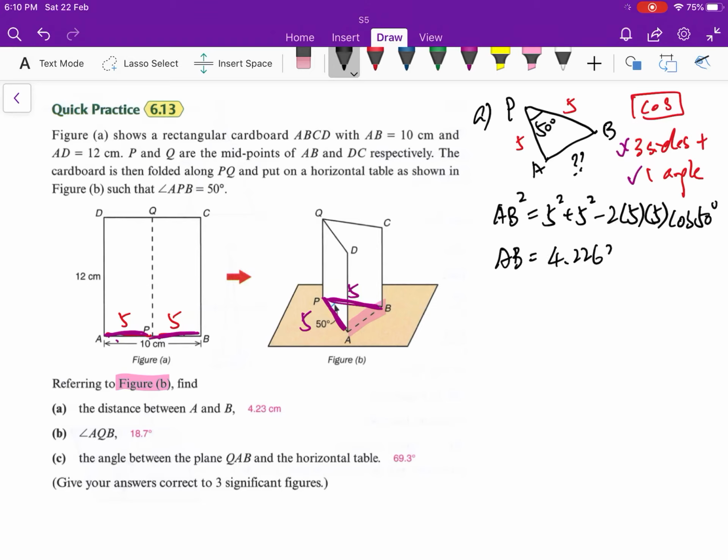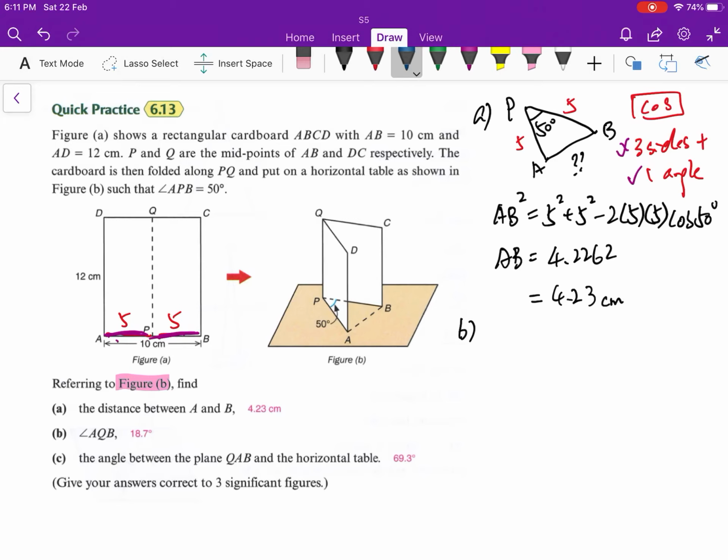Make sure you give me 4 decimal places first, then give me 3 significant figures. Why do I need to keep the 4 decimal places? Because I want to reduce the error if I need to use it in question B. So now let's start question B. Question B says: please find the angle AQB.